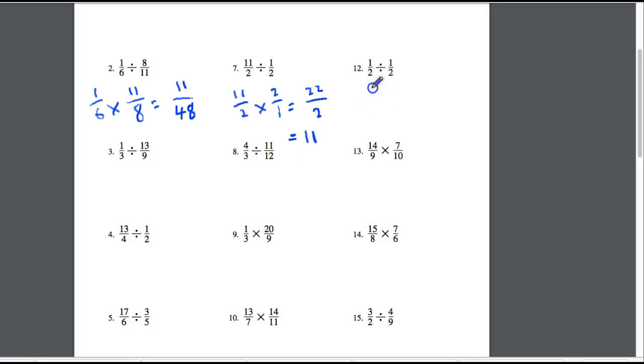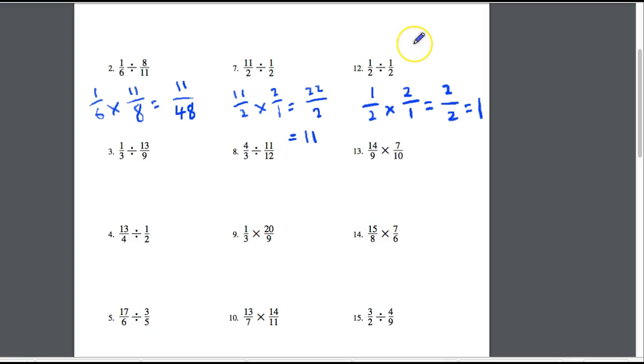Half divided by a half. Write your first fraction, and then the second one we flip. 1 times 2 is 2. 2 times 1 is 2. So your final answer is 1. And when you think about this, it's asking, oh, I feel like I've made a mistake.